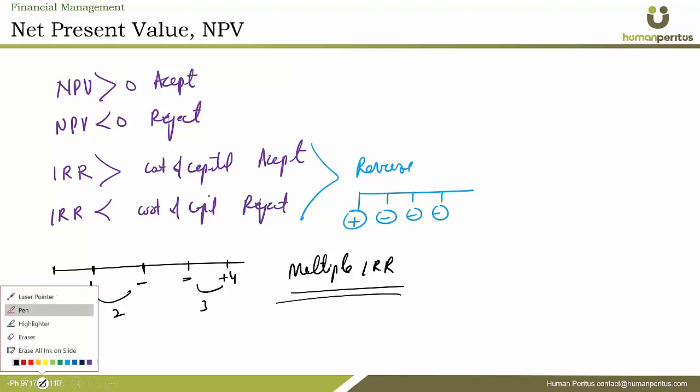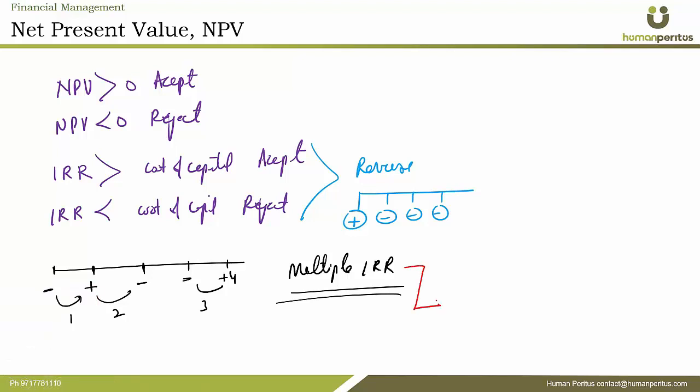Then I told you that if you have multiple IRRs, there is a method to resolve this problem, and that method was modified IRR. So we calculate modified IRR, and then we make our decision whether to accept the project or to reject it. So this is what we did in our last class.